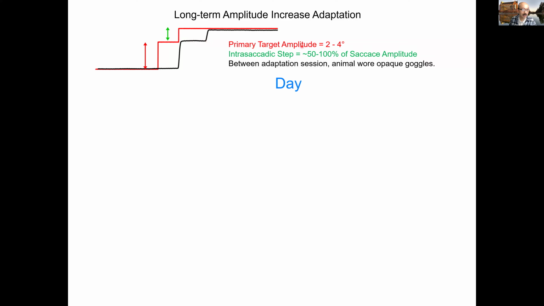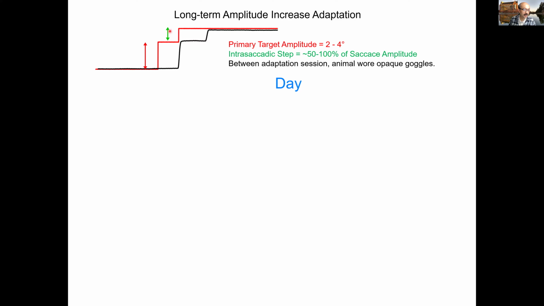The primary target amplitude that we will use is between 2 to 4 degrees. This primary target amplitude is the actual target amplitude, which is not the target step amplitude itself. This is measured from the position of the primary target at the new location to the position of the eye at that time. The reason for doing this is because the step is small, and the monkey's fixation is not perfect.